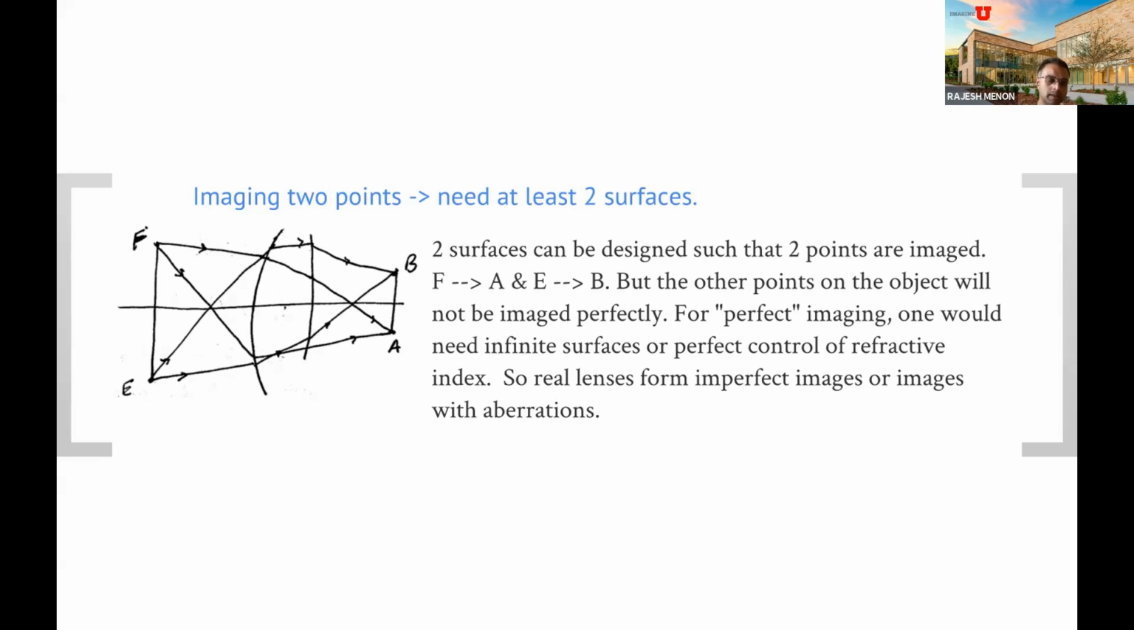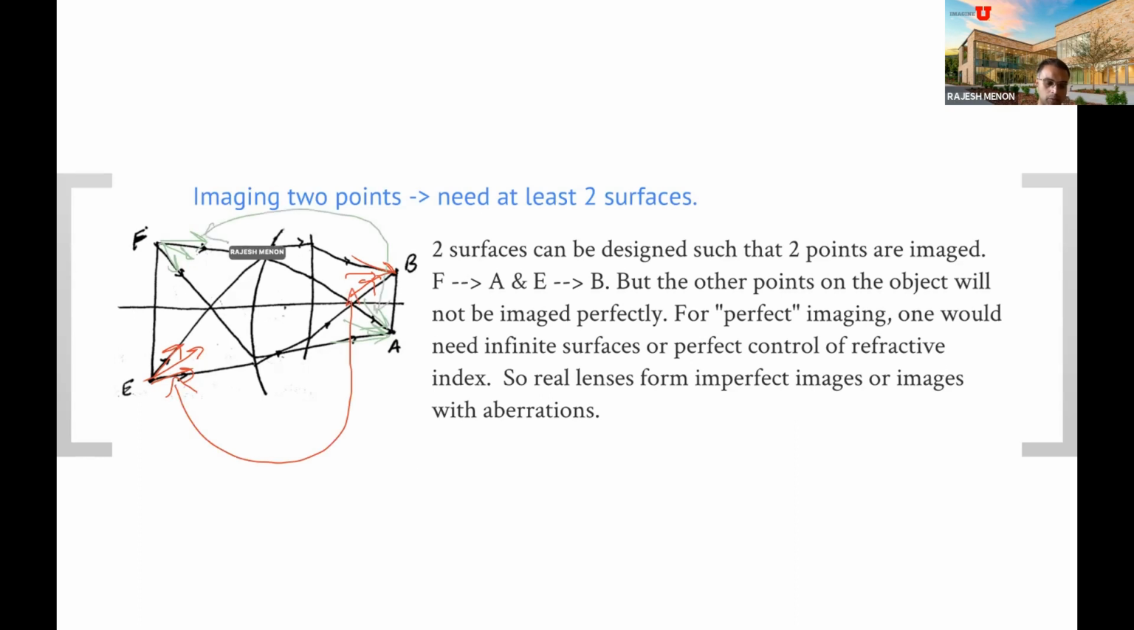In order to image 2 points, I need to match the optical path lengths from 2 different points. So I have a set of rays coming from this point, which is concentrating onto this point. And I have another set of rays coming from this point that I need to concentrate to this point. Now, I can define one surface to make this transformation, like I just told you in the previous slide. And I can draw another surface to make this transformation.